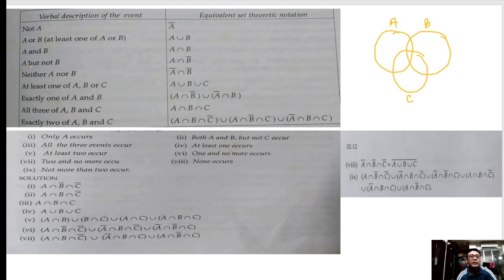Next, friends, exactly two of A, B and C. That means you need any two of them but not the third. So that means you need any two of them, this or this or this, but not the third.